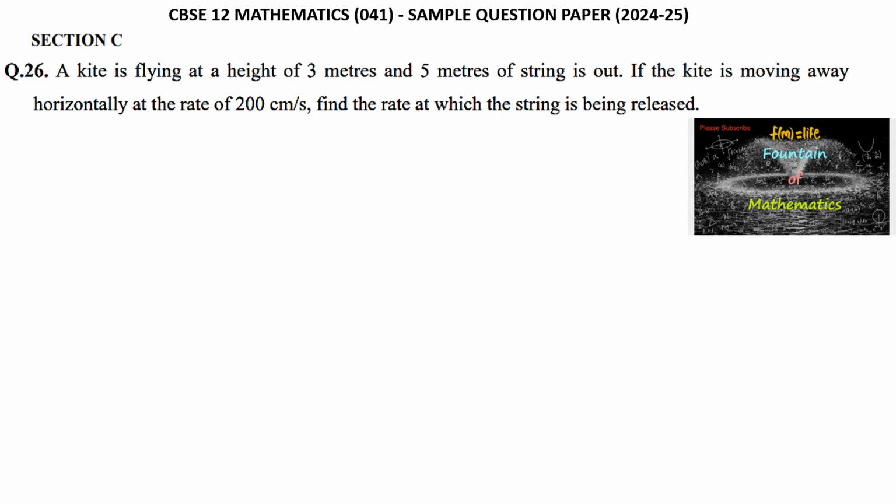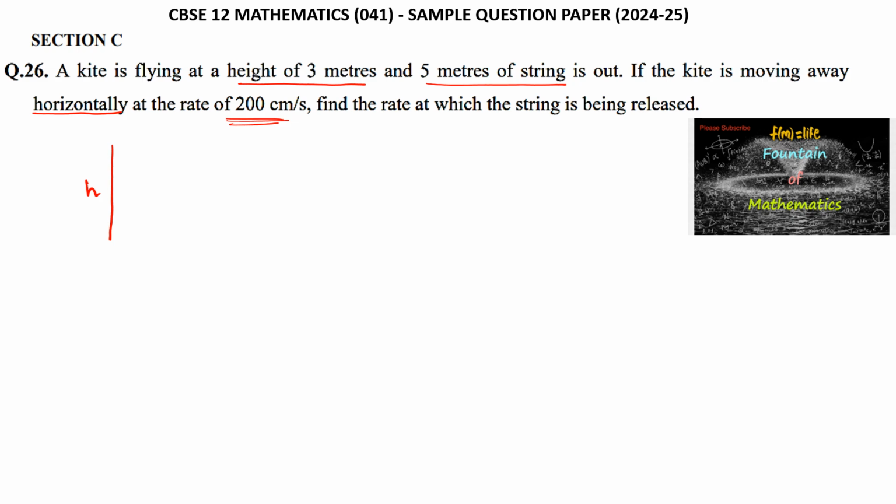Given a kite is flying at a height of 3 meters and 5 meters of string is out, if the kite is moving away horizontally at the rate of 200 centimeters per second, find the rate at which the string is being released. So let's take the diagram.